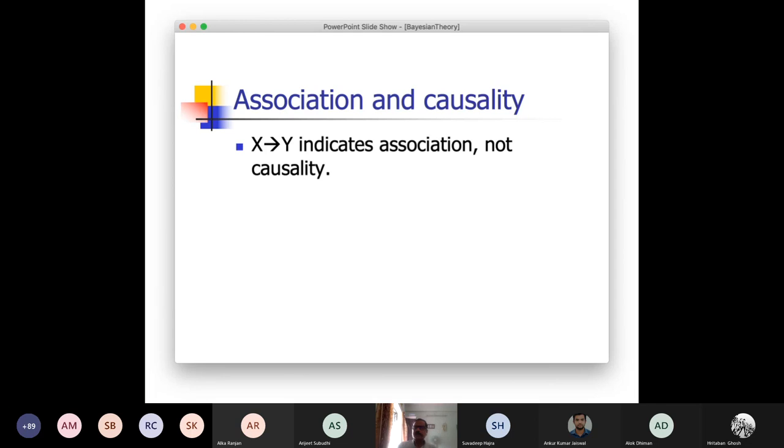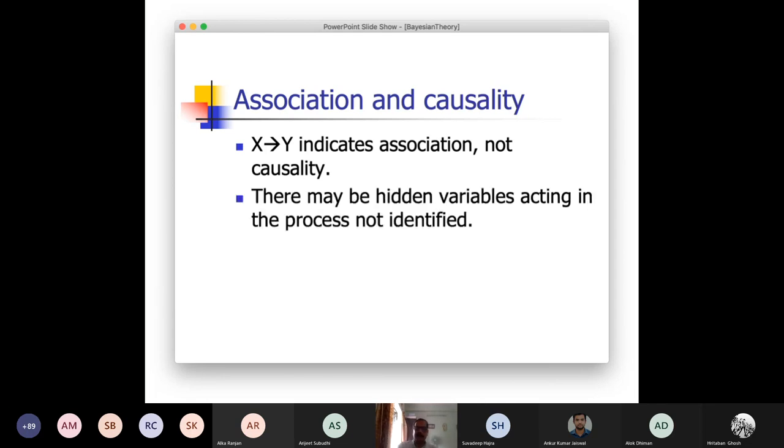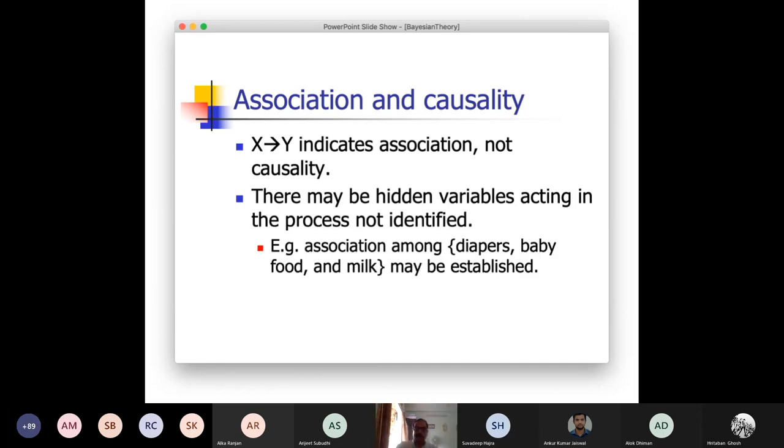So just to summarize this particular topic of association rule mining. As I was mentioning, association again does not mean that there is a causal relationship. So you should note that down. And there may be hidden variables acting in the process which are not identified, which means that you are only operating with what is visible to you. Some of them are related with some hidden variable, and those dependencies are not expressed, so they may not be reflected in your data sets.